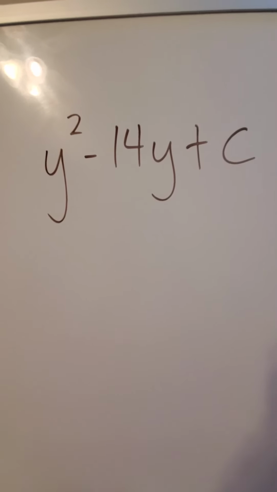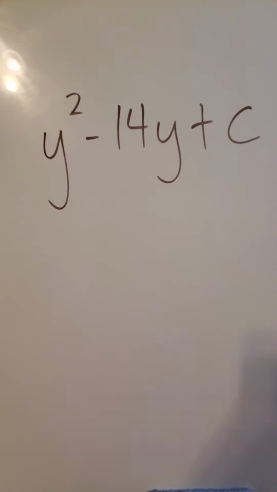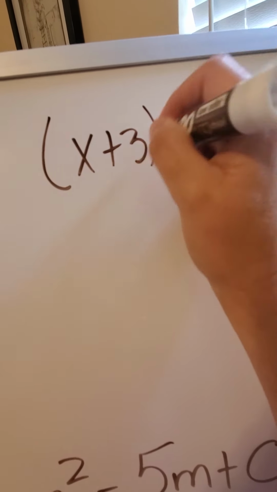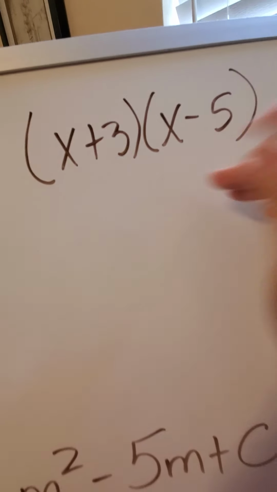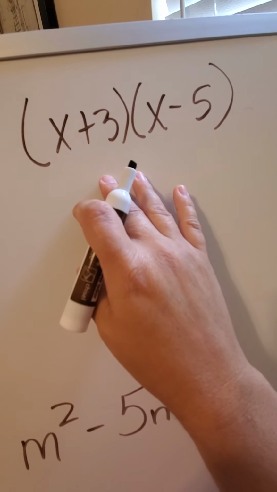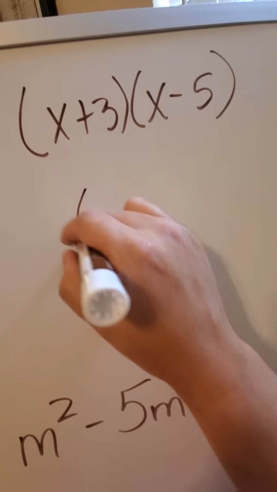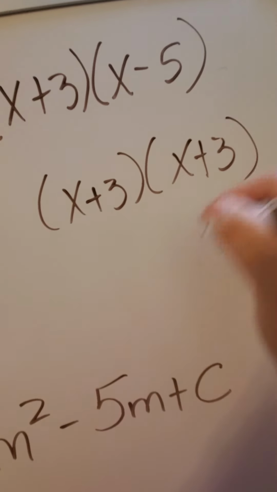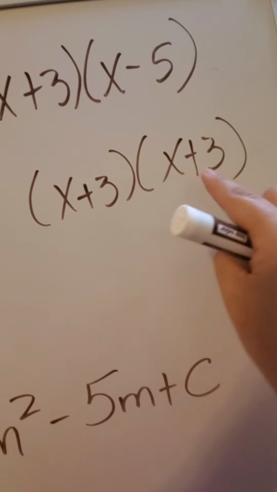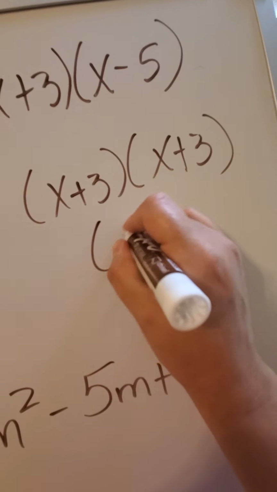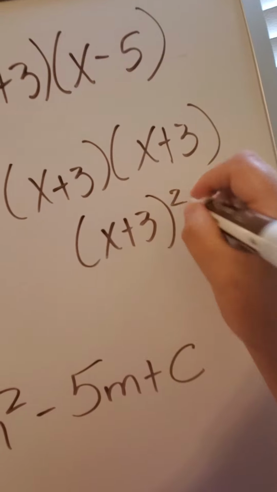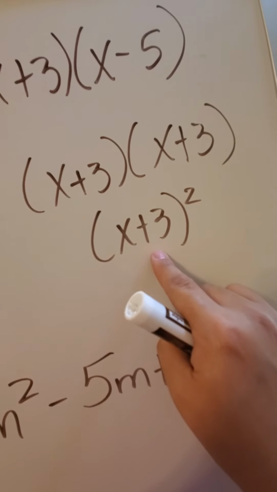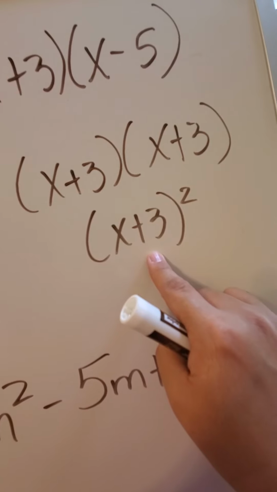What they mean by that, remember before when we were factoring and we'd end up with x plus 3 and x minus 5, let's say, for our factored form. What they call a perfect square is where I'd have an x plus 3 times an x plus 3. It's a factor times itself, and we would write it like this normally, meaning I have two of those. So this is what they mean when they say a perfect square trinomial.